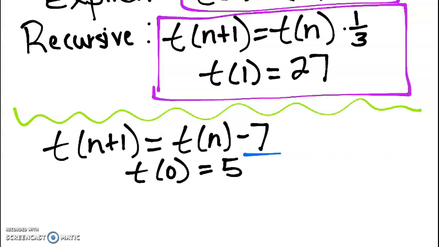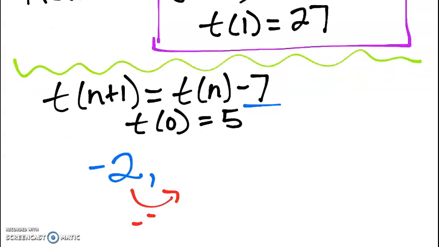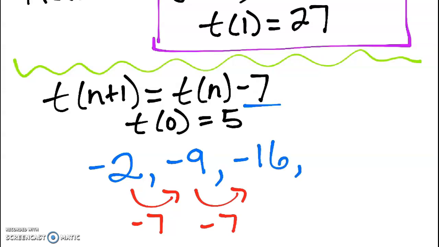Okay, so I know my sequence is going to decrease by 7 every time I move from one term to the next. I know that the value of term 0 is 5, but I also know that sequences start with term 1. So if the value of term 0 is 5, if I take away 7, 5 minus 7 gives me -2. So I know that term 1 has a value of -2. And then if I just subtract 7 again, I get -9. And if I take away 7 again, I get -16, and I can keep doing that.